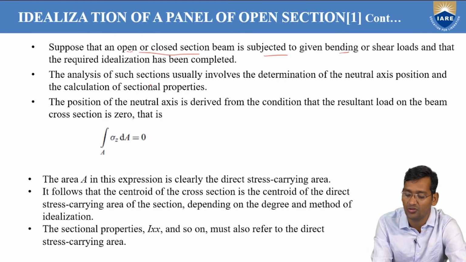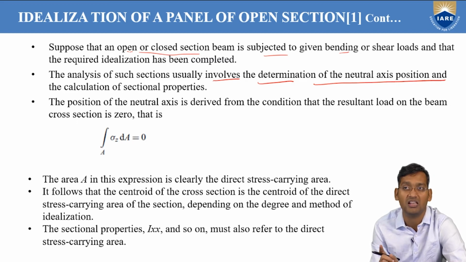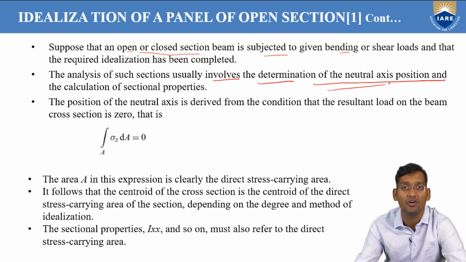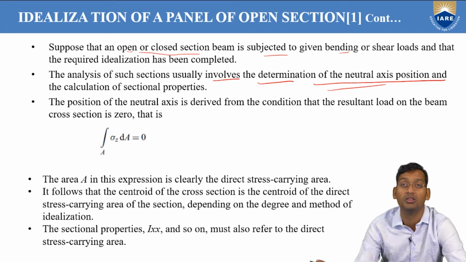The analysis of such a section usually involves the determination of the neutral axis position and the calculation of sectional properties. First, determine the neutral axis position. After deciding the neutral axis, find the sectional properties, like the moment of inertia, Ixx, Iyy. Along which axis you are taking the moment of inertia, you have to find that first. The position of the neutral axis is derived from the condition that the resultant load on the beam cross section is 0. Then only that will be the neutral axis. So where the resultant force will be 0, that will be the neutral axis.